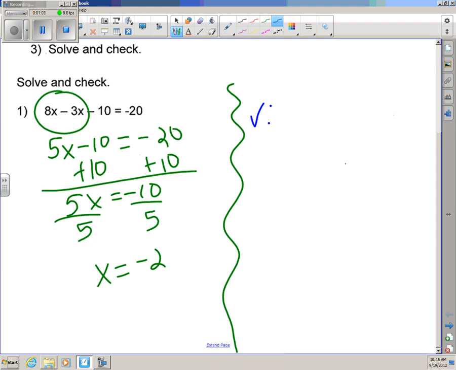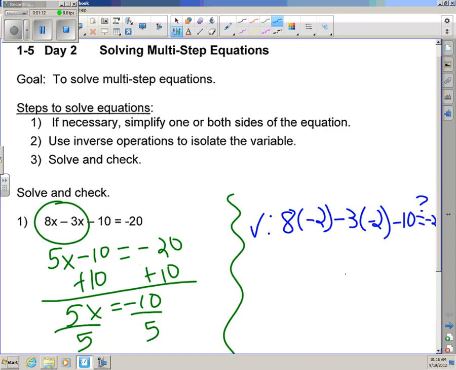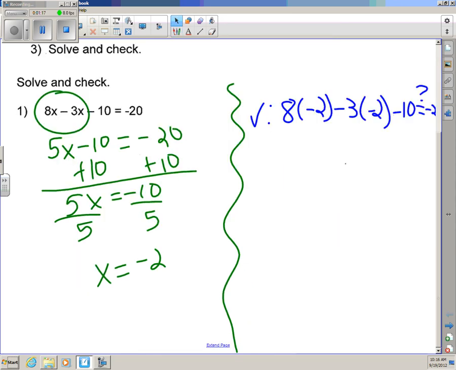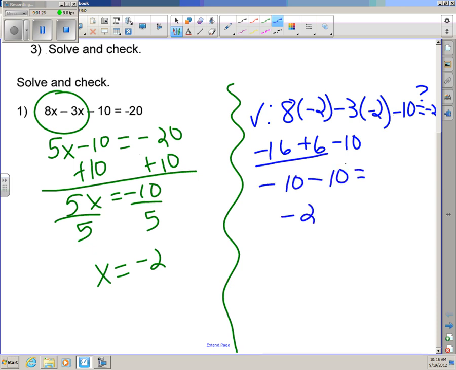So the first thing you're going to do is 8 times negative 2 minus 3 times negative 2 minus 10. Does that equal negative 20? And so what's happening here is when I multiply 8 times negative 2, I get negative 16. When I multiply negative 3 times negative 2, I get positive 6 minus 10. This right here becomes negative 10 minus 10, and negative 20 does in fact equal negative 20, so it works. So that's why we know that this answer for x is correct.